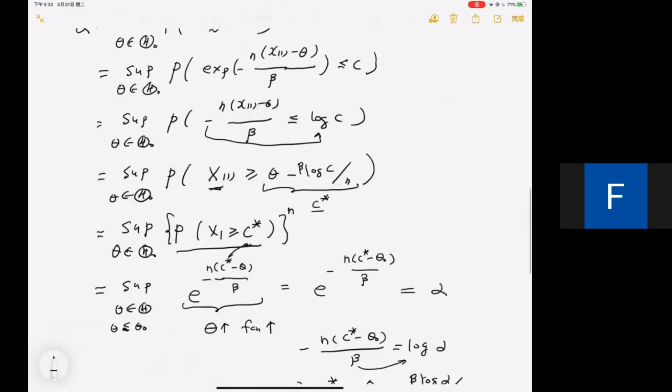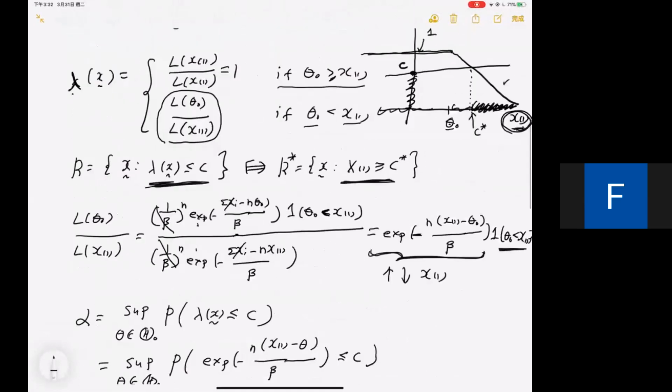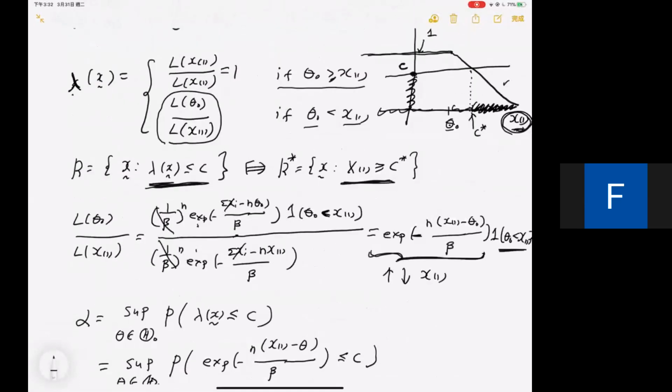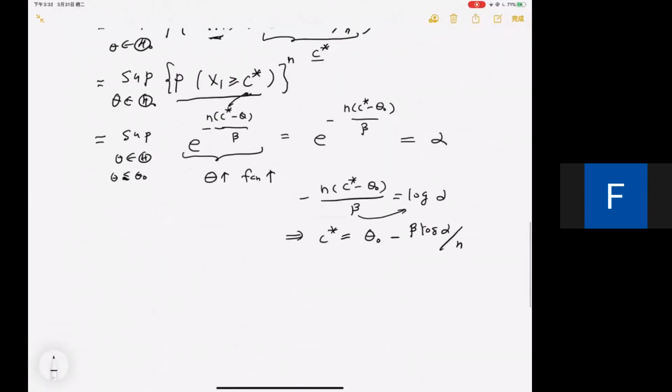Okay, that means eventually the whole package about the LRT is to find C star right here. That means the rejection region is: x1 bigger than theta 0 minus beta log alpha divided by n. This is the LRT based on x1. Meanwhile, the statistic. Okay, that's the whole thing about midterm number 2 in 2018.